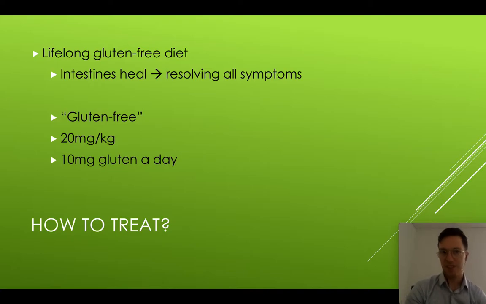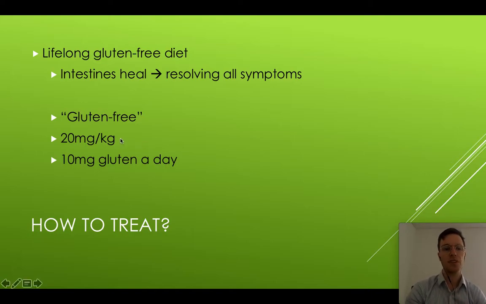So if it's clear that you have celiac disease, how do you treat it? It sounds simple, a lifelong gluten-free diet, but in fact it's really hard. First of all, if you don't eat gluten, then you're not triggering an autoimmune response and your intestines are not attacked, so they start to heal and all your symptoms will resolve quite quickly. But a gluten-free diet is quite hard to do.